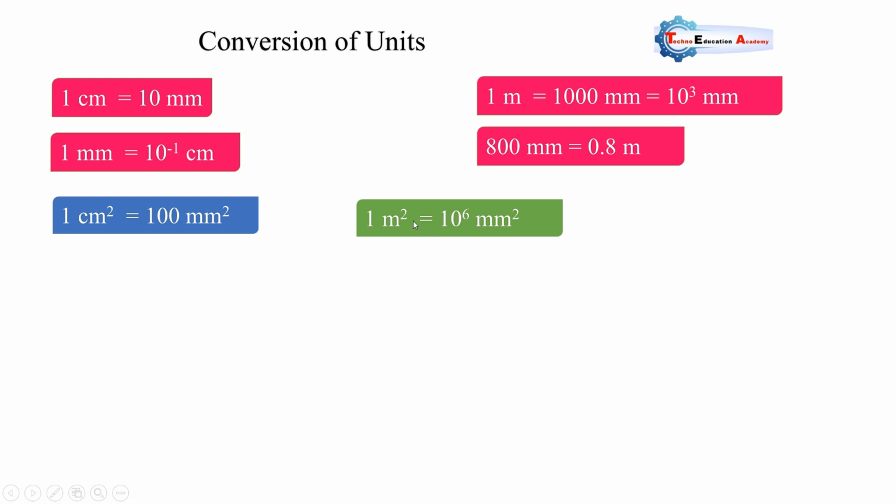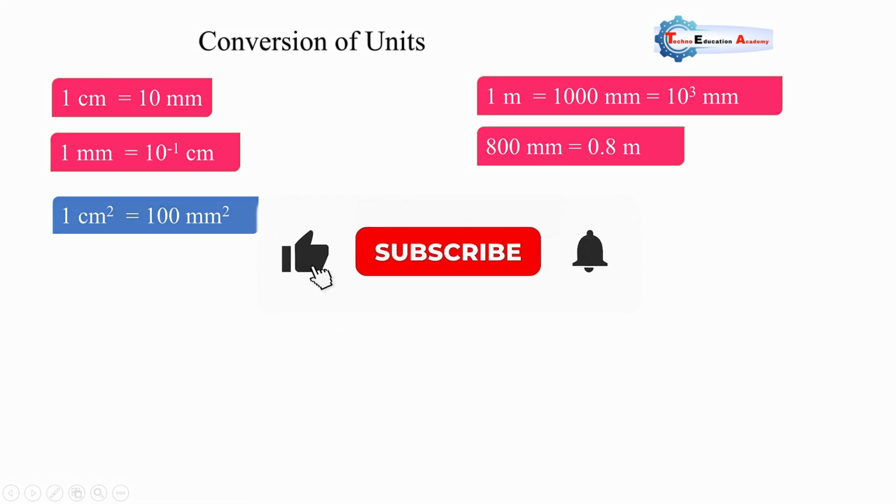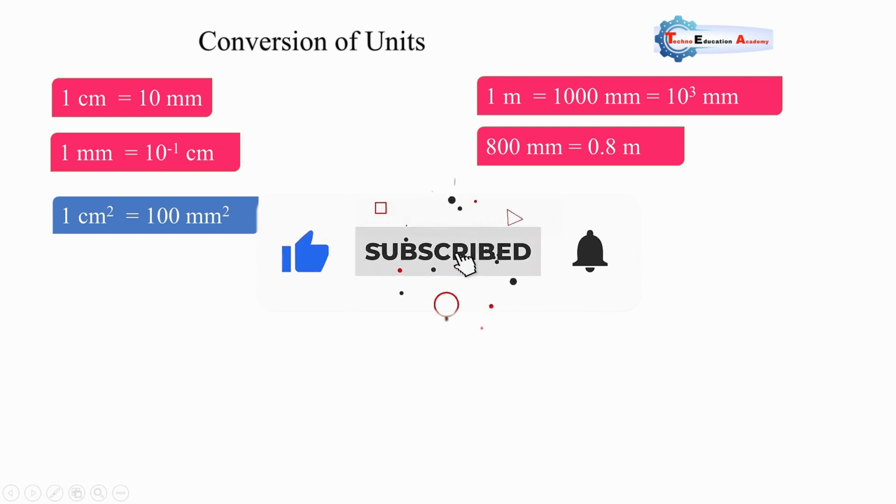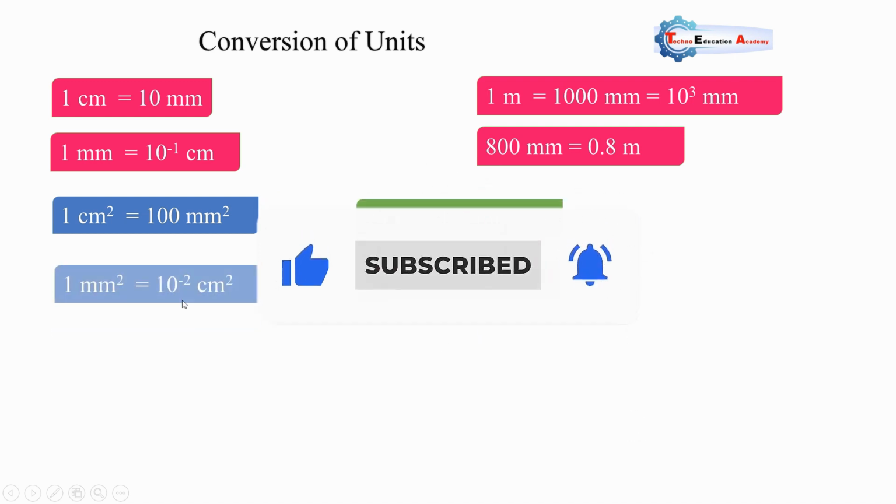Same as 1 meter equal to 1000 mm. But here meter square will be there. So 10 raised to 3, its square is 10 raised to 6. So 1 meter square equal to 10 raised to 6 mm square.